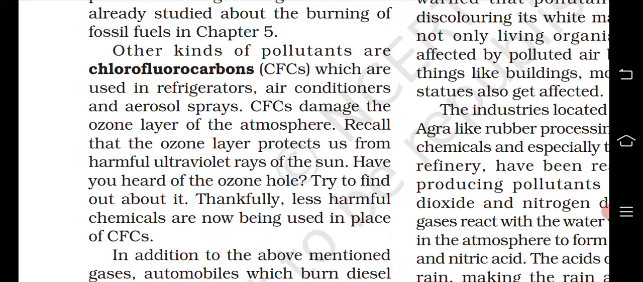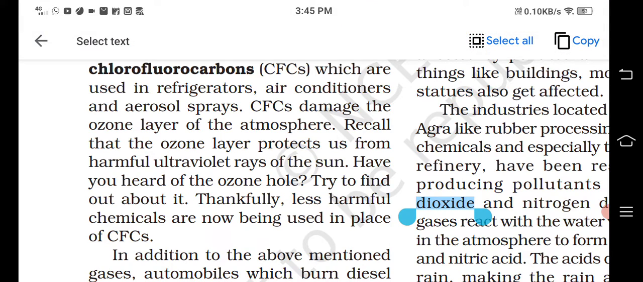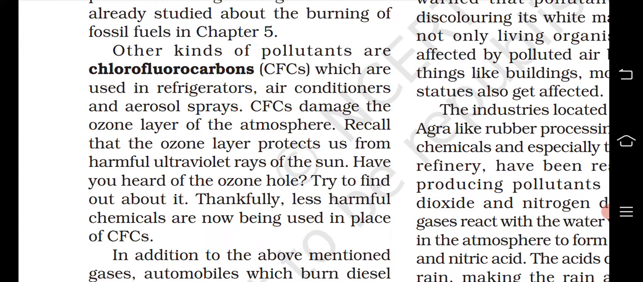But what happens if it forms ozone hole? Actually, ozone layer is very protective for us. This ozone layer protects us from harmful UV rays of the sun. Okay, but now if ozone hole occurs, then UV rays are not absorbed in the ozone layer, and then it comes towards us and it can cause skin cancer, it can affect crop production.